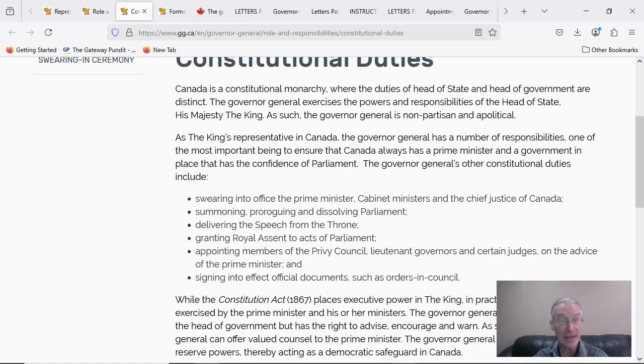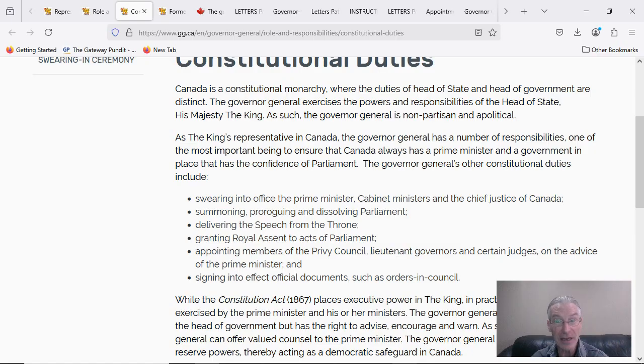Constitutional duties. Canada is a constitutional monarchy where the duties of head of state and head of government are distinct. The Governor General exercises the powers and responsibilities of the head of state, His Majesty the King, as such. The Governor General is nonpartisan and apolitical. Well, that is ridiculous, considering the fact that the Prime Minister recommends the Governor General for the King to fraudulently authorize. So how can a Governor General be apolitical when it's appointed by the Prime Minister, the head of a political party? I don't know what to say. People that can't see this stuff, I just don't know.